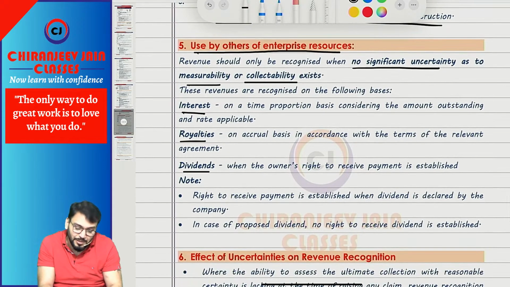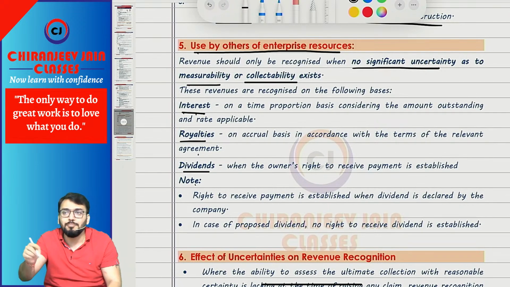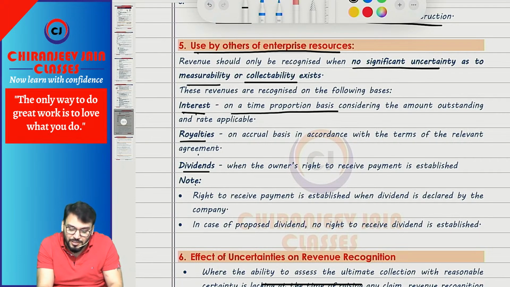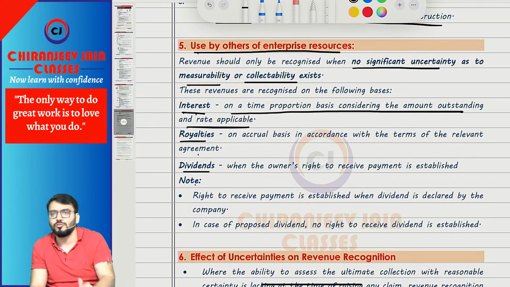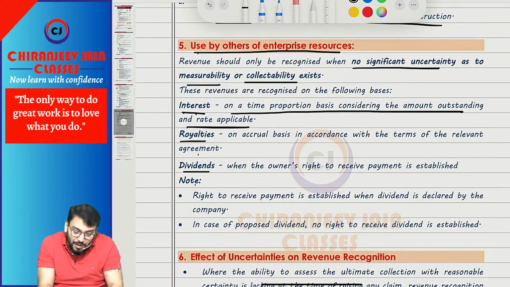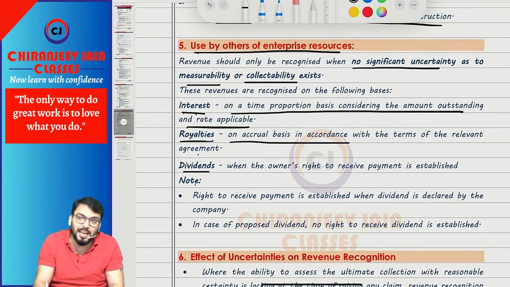And then they have given some primary conditions. Interest will be recognized on time proportionate basis, considering the amount outstanding and the rate applicable. If you have done some investment for 3 months, you need to recognize interest income for 3 months on time proportionate basis. Royalty income is to be recognized on accrual basis as per the terms of agreement.